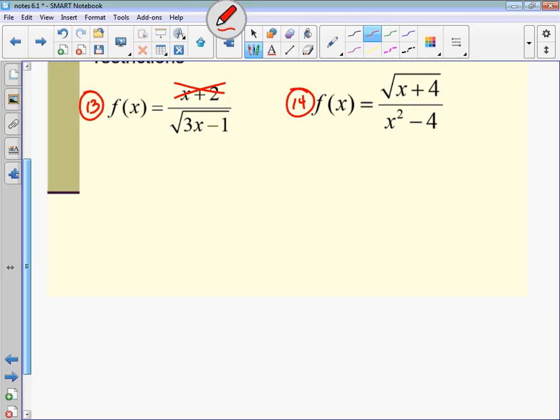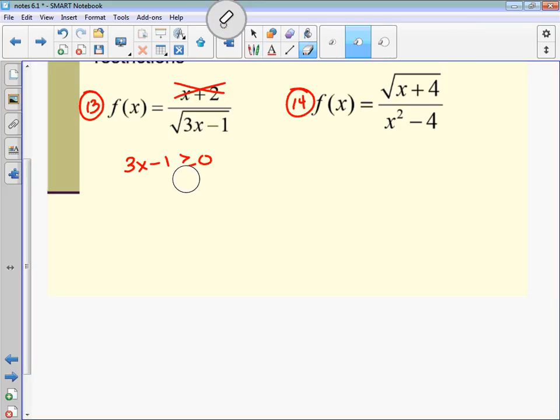And normally when you had a radical, you would say what's under there is greater than or equal to 0. It's in the denominator, though. Do I want it to equal 0? No. So that's the only thing that changes. We make that just greater than 0. And then you solve it just like you did before.